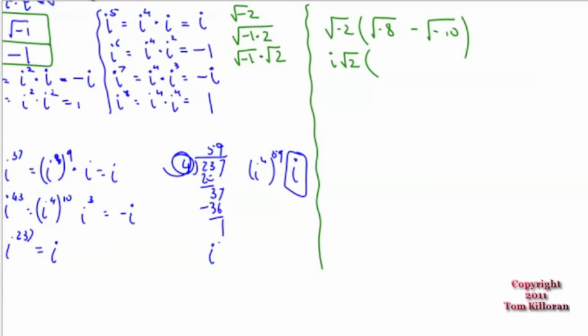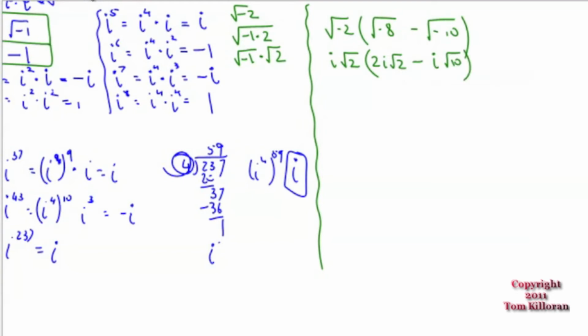So, what's the square root of -8? We did this one already. This is 2i square root of 2. Minus the square root of -10. It's only 2 and 5, so it can't come out. So what comes out? i. What's left behind? Square root of 10.